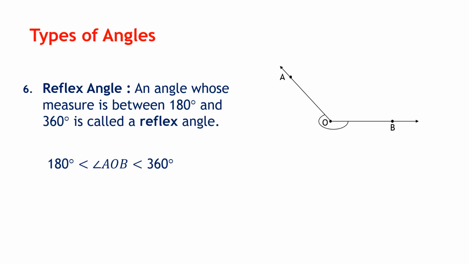Next we have a reflex angle. A reflex angle lies between 180 degree and 360 degree. This angle is called a reflex angle because it is greater than 180 but less than 360 degree. The angle whose measure is between 180 degree and 360 degree is called a reflex angle.